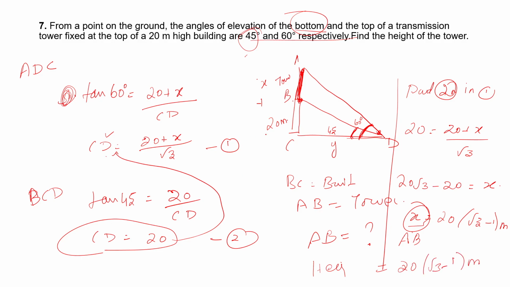See, half of the data is not there. The tower height, total height is not there. So I have taken this tower height as x. The total height becomes 20 plus x, and this is also not given. I kept it as CD. So since this is opposite by adjacent, I'll take tan. So I'll find both tan 45 and tan 60. From one of them I got the value of CD, and then I substitute that value over here so that I can find the height of the tower.